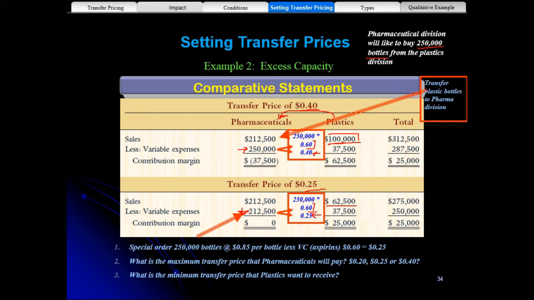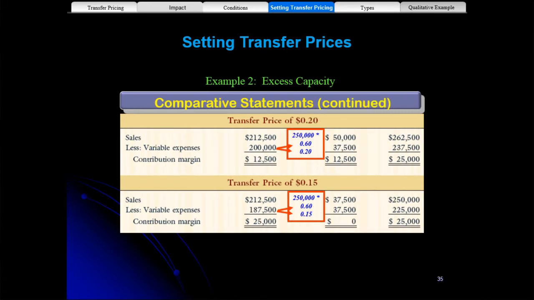All right, so we can do a transfer price of 40 cents. We can do a transfer price of 25 cents. Both divisions are happy because pharmaceuticals is saving money, and plastics is actually still making money. Then we can go down to a transfer price of 20 cents. Is plastics division still making money? Yes, they are. Pharmaceuticals is actually saving even more. All right, there's that 20 cents transfer.